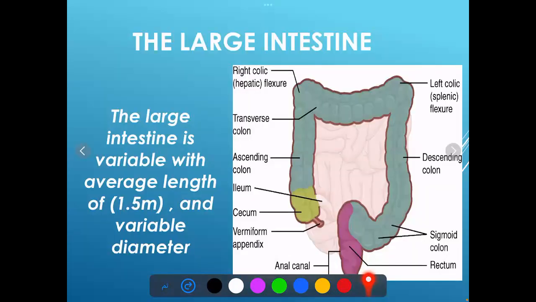Our last subject is about the large intestine. The large intestine is variable, with average length of 1.5 meter and variable in diameter. Start by the cecum, ascending, hepatic flexure, transverse colon, splenic flexure, descending, sigmoid, and rectum, and lastly, the anal canal.